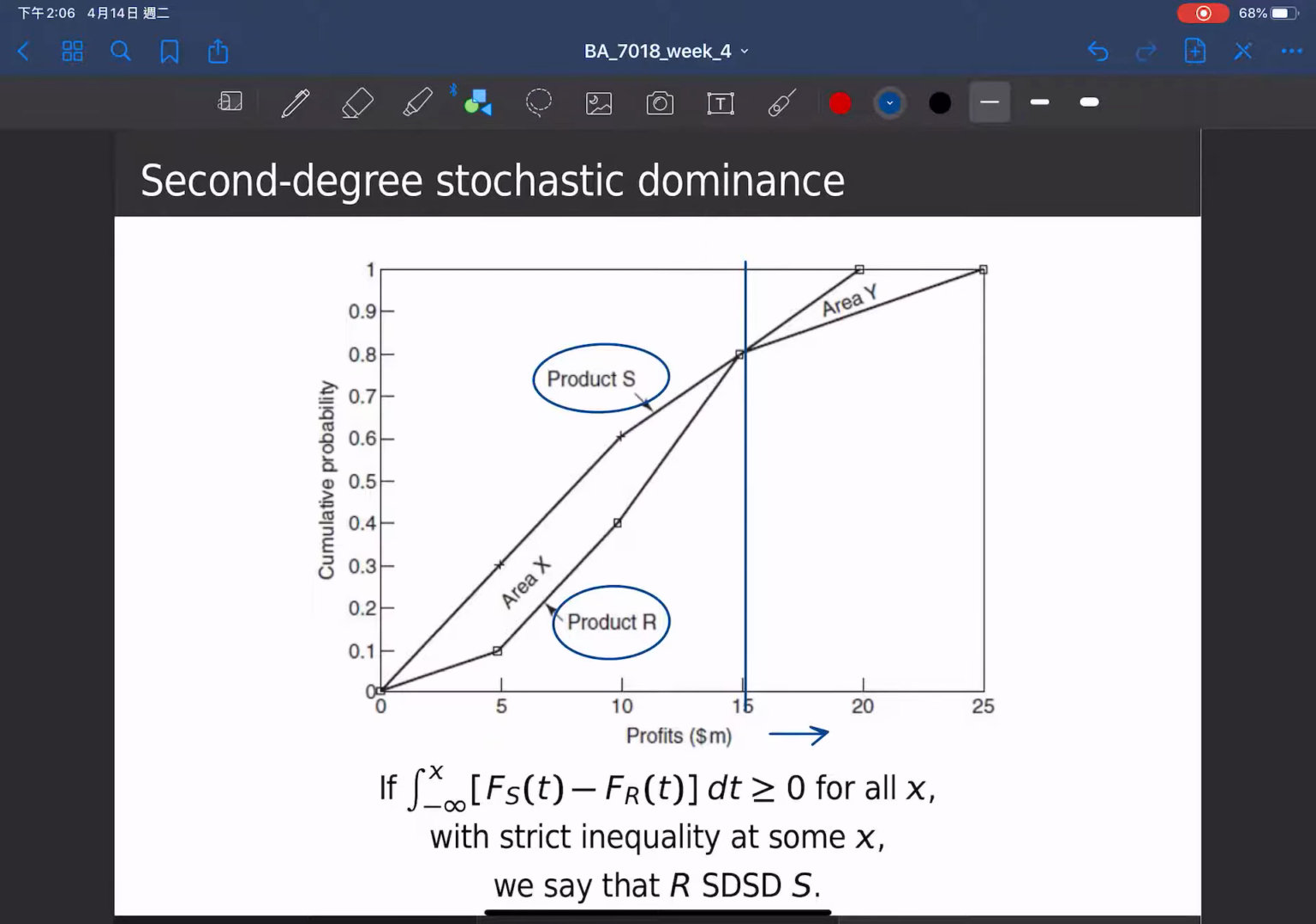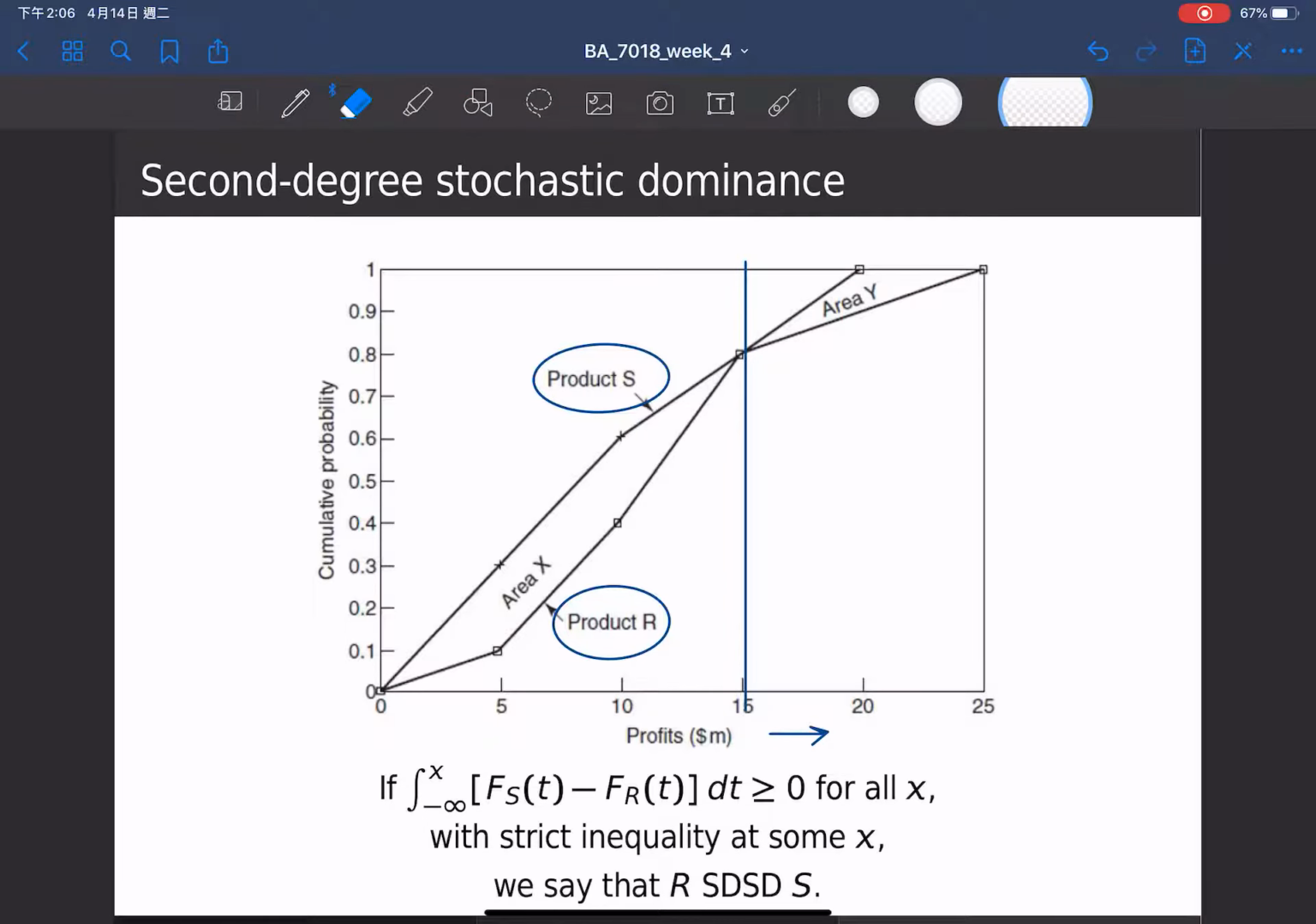But what really matters, suppose this area is even smaller. Now this area is about this size, right? And if this area is even smaller, the intuition is quite clear: product R is still better than product S. But how do you actually describe that or mathematically show that?